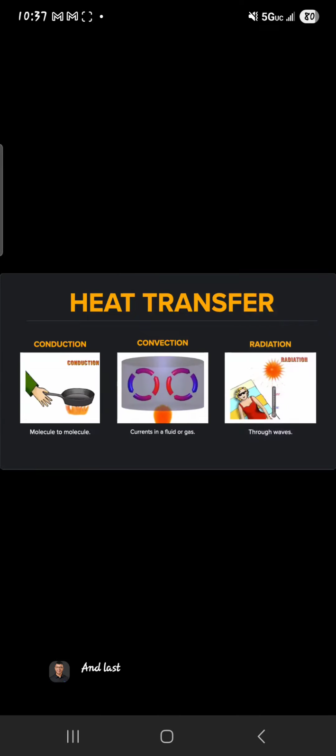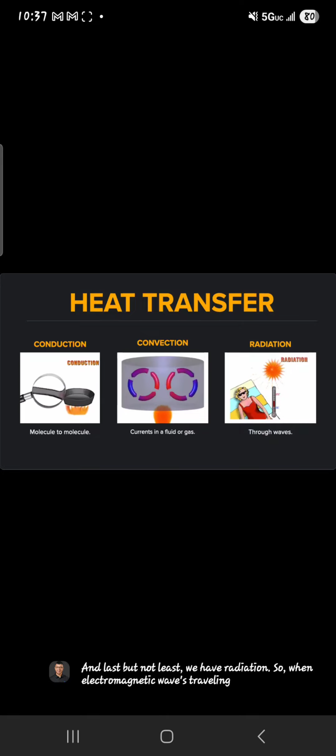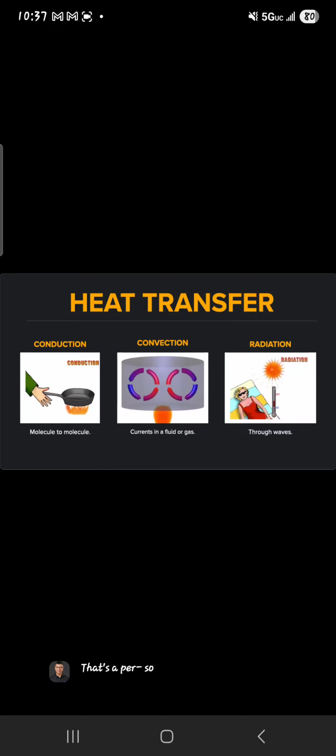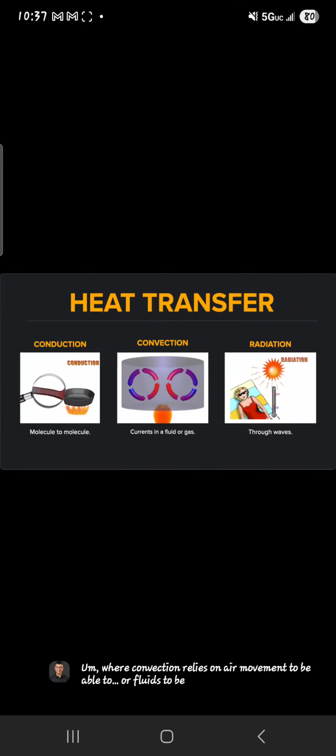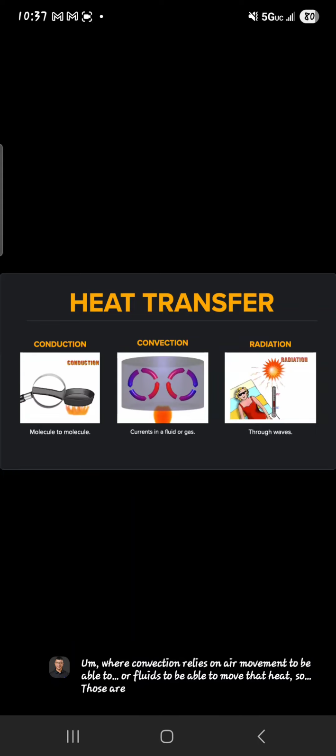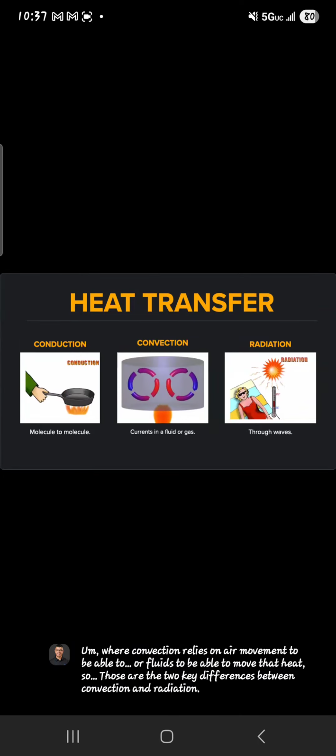And last but not least, you have radiation. That's electromagnetic waves traveling through space. For example, the sun shining on your skin is a perfect example. Sometimes, at least, I get confused between convection and radiation. The best way to remember: radiation doesn't use air to transfer that heat, whereas convection relies on air movement, or fluids, to move that heat. So those are the two key differences between convection and radiation.